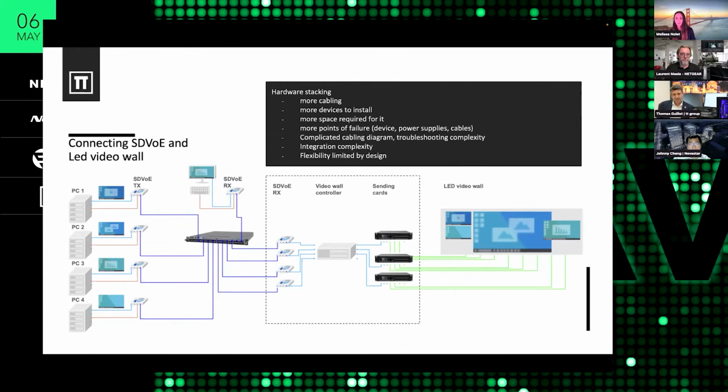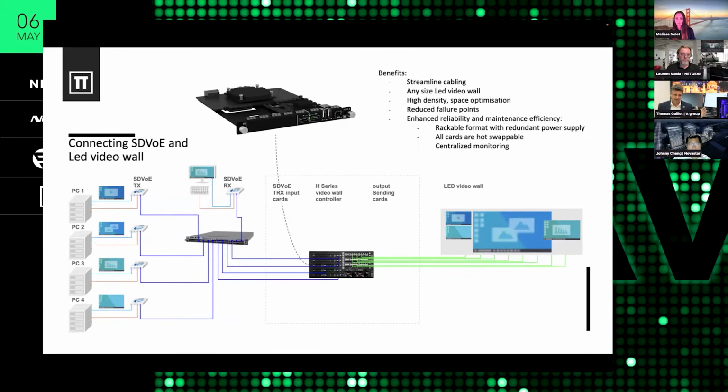So instead of this, what we propose as a solution is to combine all those three steps in one. And the one is an H-series controller. The output cards, as Johnny mentioned, are already the sending cards to the LED wall, so there's no extra step here. It's directly connected to the LED wall. And the input cards are now SDVoE decoders. So they are directly connected with just a fiber optic cable to your Netgear switch, which is the backbone of your SDVoE network.